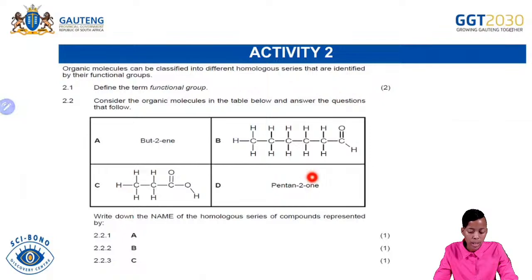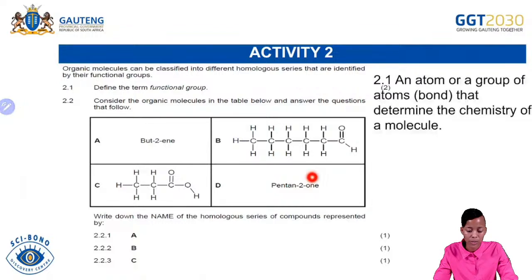Okay, then the next one, organic molecules can be classified into different homologous series that are identified by their functional groups. 2.1, it says that we need to define the term functional group. Then again, for definitions, you need to define according to the examination guidelines. So it says an atom or a group of atoms or bond that determine the chemistry of a molecule. So make sure that you get your definitions correct there.